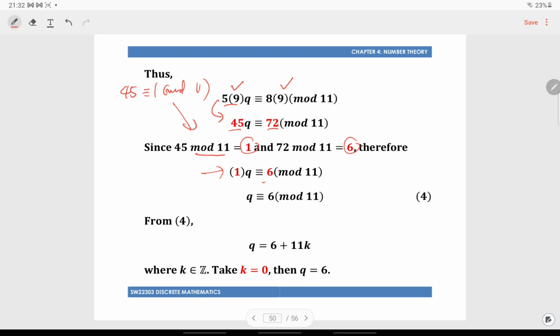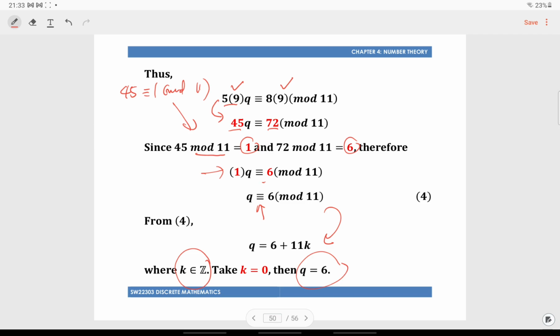So from congruence, we need to convert it back to equation form. So we have q equal to 6 plus 11k, where k is an integer. K suddenly appears, so don't forget to define what k is. K can be any integer, so we can replace k with any integer to get a value for q. For simplicity, we take the simplest value, k equal to 0. So when k equals 0, our q equals 6.